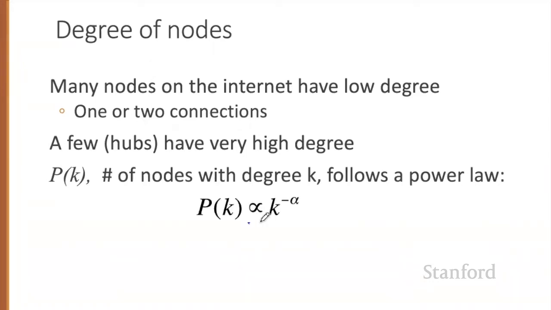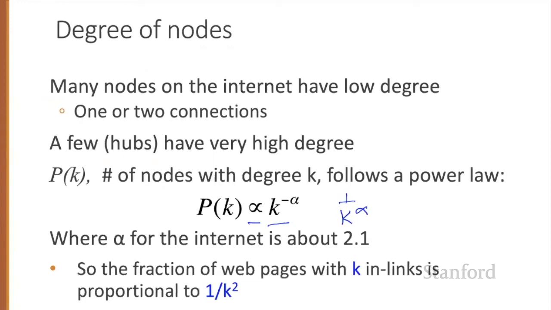P of k is proportional to k to the minus alpha, 1 over k to the alpha, where alpha for the internet is a little over 2. So the fraction of web pages with k in-links is about proportional to 1 over k squared. This idea of power laws turns out to be very powerful.